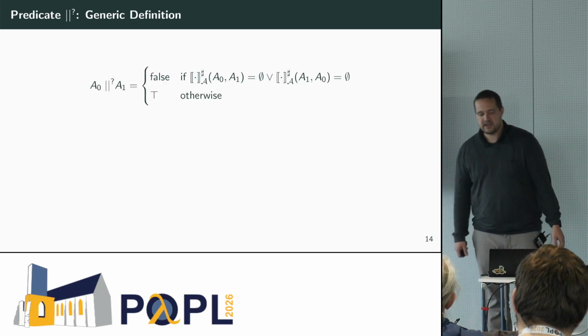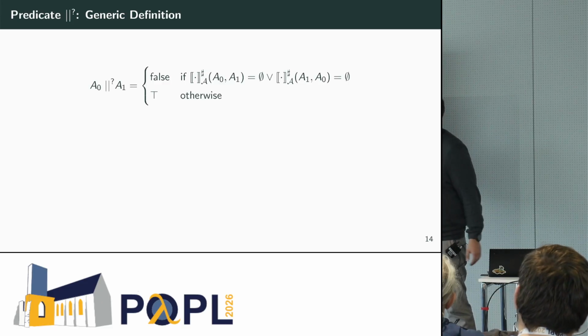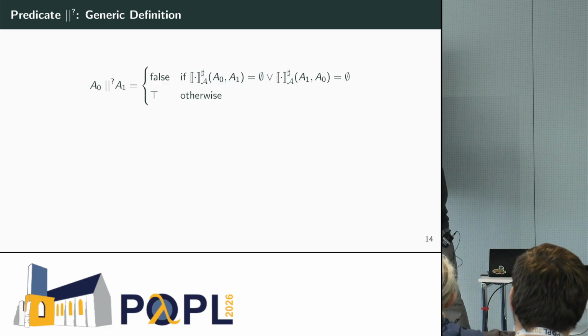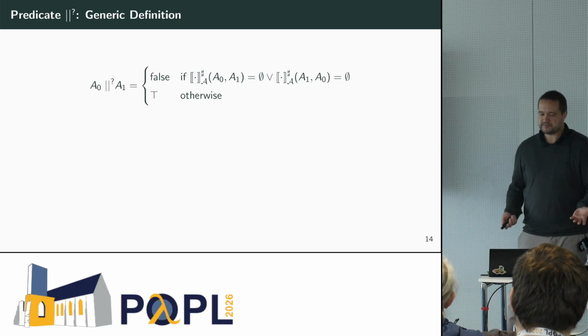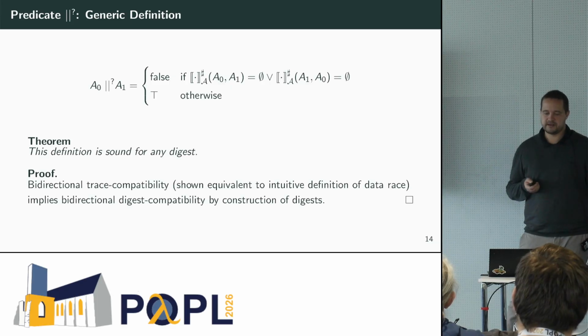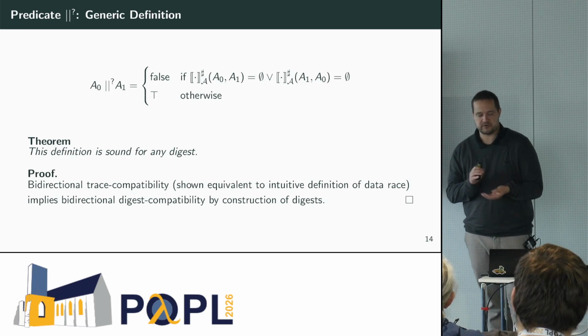So we can say if the digests are not bidirectionally compatible, then we know that there will be no race. So this is this definition here. And if they are bidirectionally compatible, then we don't know anything. Then we show that this definition is actually sound for any digests.